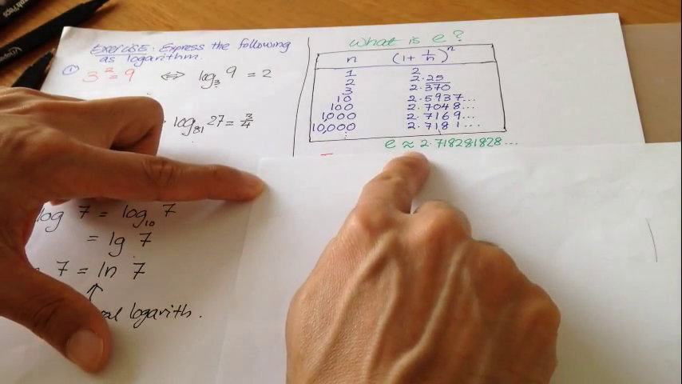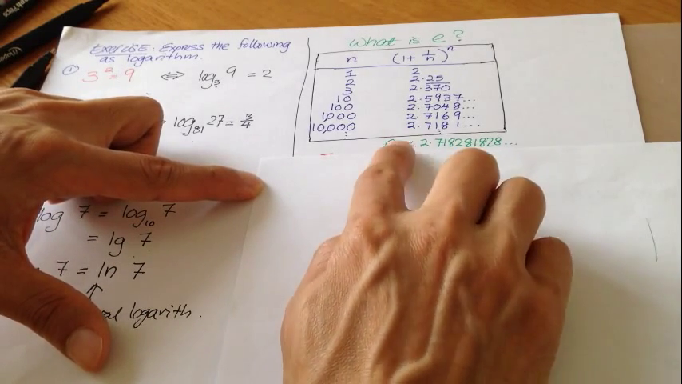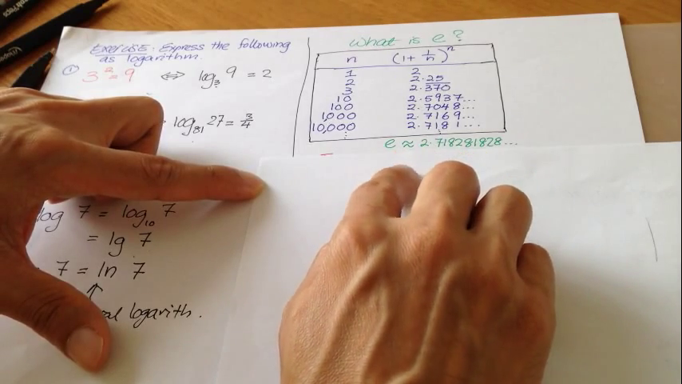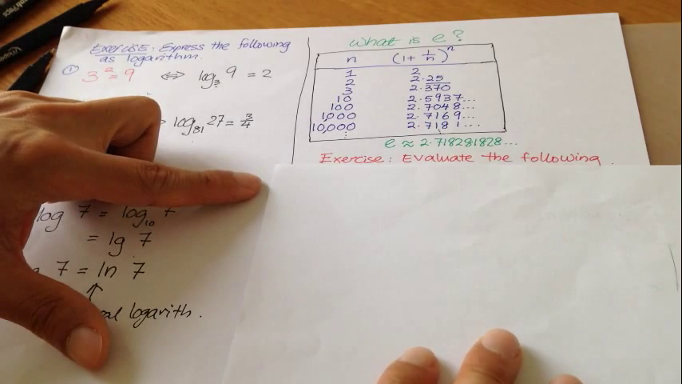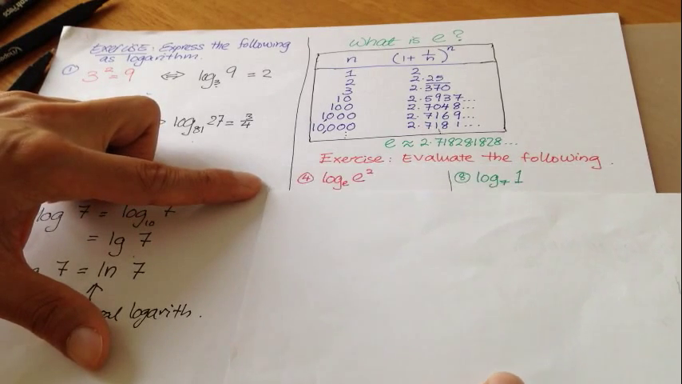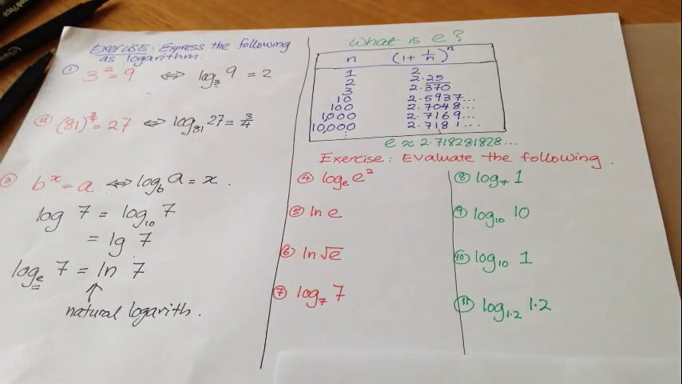How does this value come about? Well, from compound interest. People worked on compound interest, and you find that the formula for compound interest is very similar to this one. So here I have some exercises. Evaluate the following. There are about 11 questions. You may want to try this. Pause the video, and when you're ready, restart it.